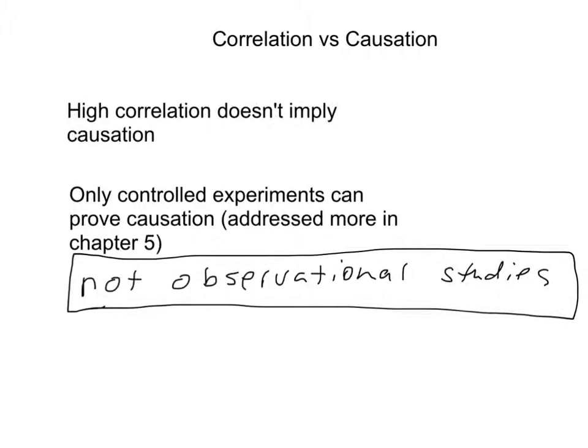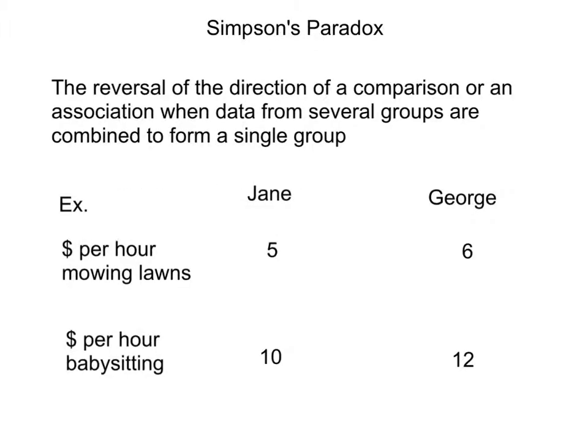Just because two variables are highly correlated, it doesn't mean that one is causing a change in the other. And also, only controlled experiments can prove causation. This topic is discussed more in the next chapter, chapter 5. So observational studies cannot imply causation, only experiments. And then also what we have is Simpson's Paradox. This is the reversal of the direction of a comparison or an association when data from several groups are combined to form a single group.